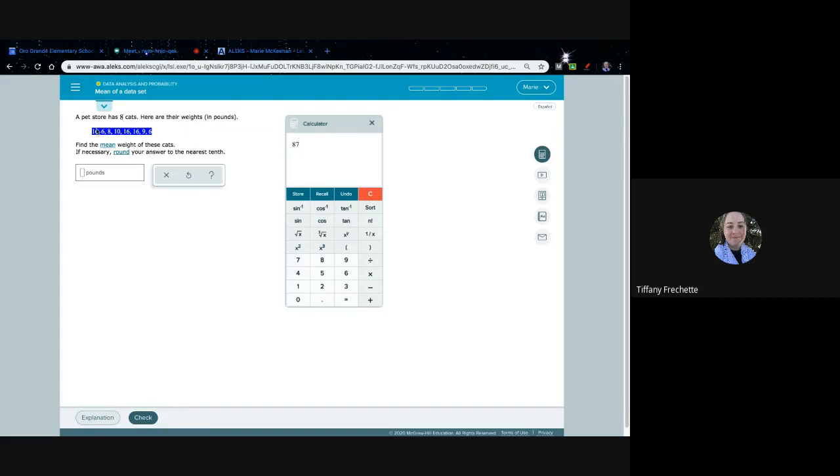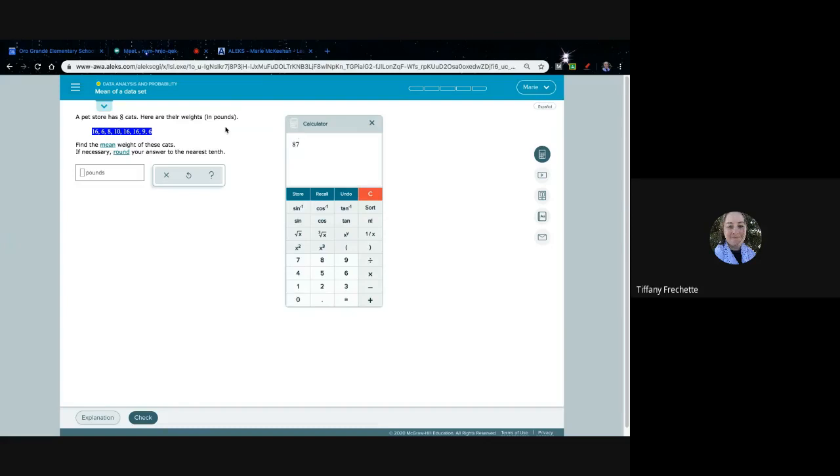But remember, that's just the sum. To find the mean, we need to divide. And I didn't read the story. Sorry, it says a pet store has 8 cats. Here are their weights. Find the mean weight of the cats. So mean is another word for average. So it's saying kind of the middle. Average isn't truly the middle, but that's how most people think of it, is kind of the middle idea.